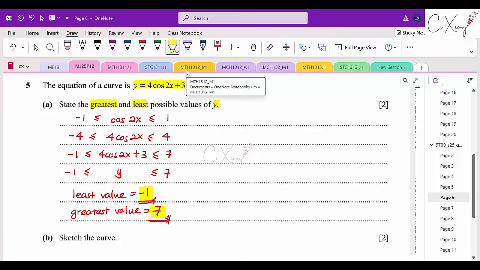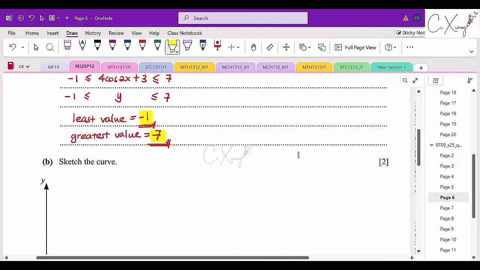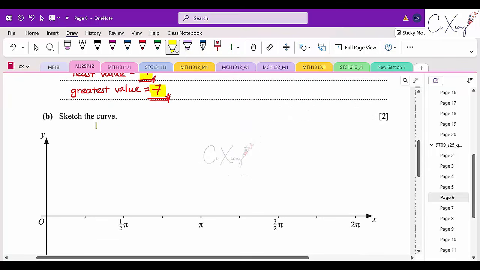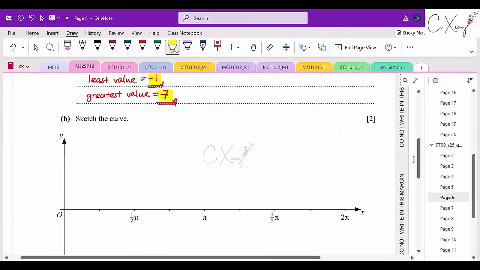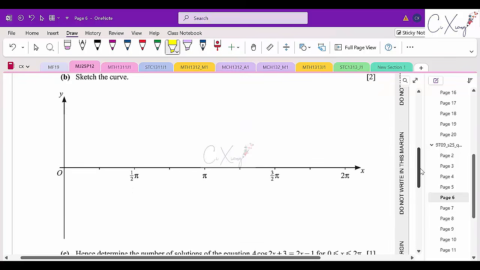Right, so this is what we have for part A. Then let's continue to part B. For part B, they want us to sketch the curve. To sketch the curve, they have given us the axis here. You try your best to sketch it as nicely as possible. Okay, so let's have a look at our graph first. Maybe we need to plan a bit before we can sketch it on this space provided.